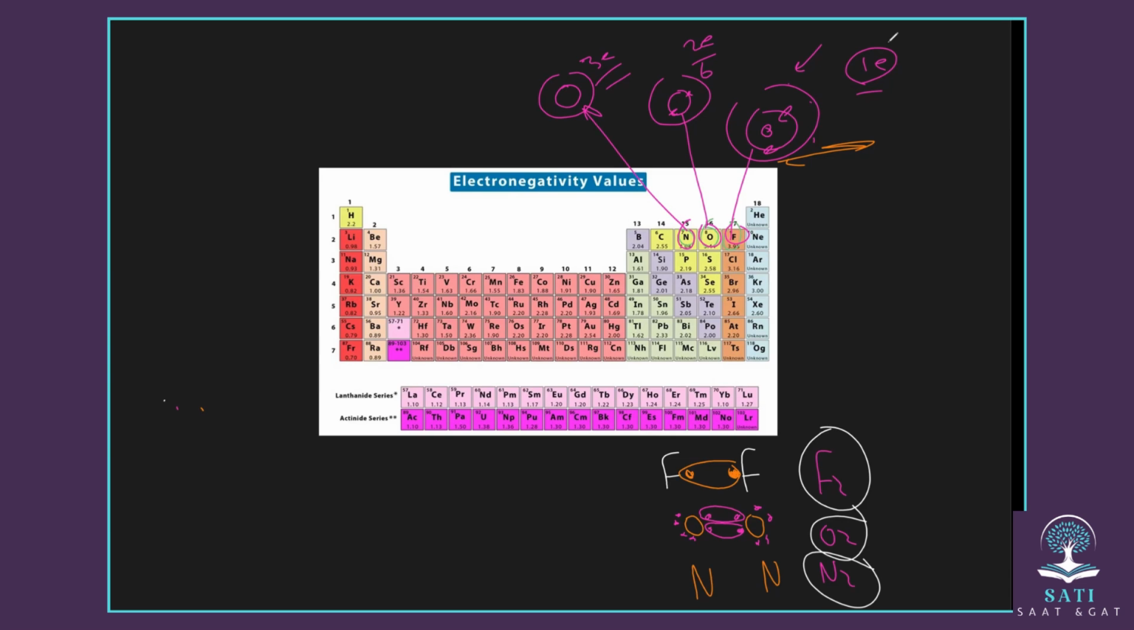Okay, what about nitrogen? It needs 3, so it will make 3 bonds. So in this case, 1 bond, 1 bond, 1 bond. So that means inside the fluorine molecule is a covalent bond.